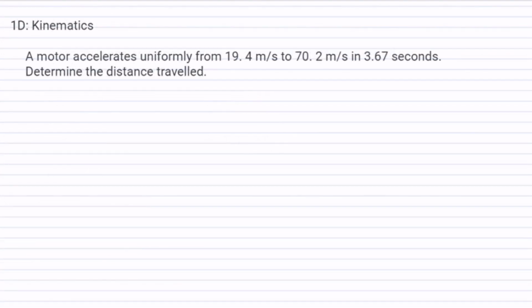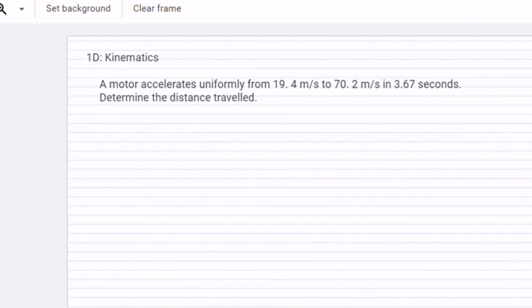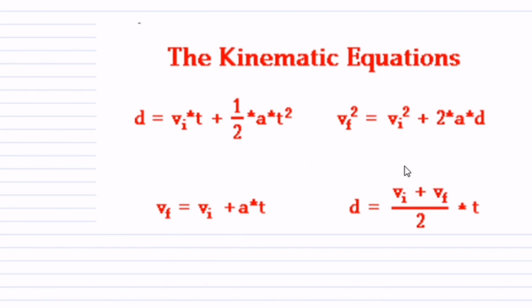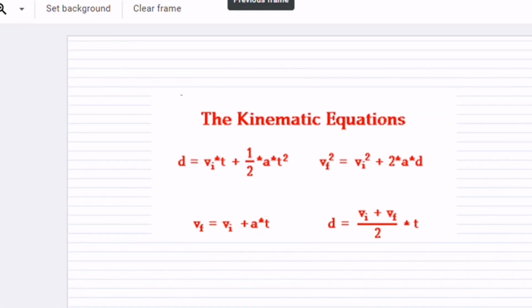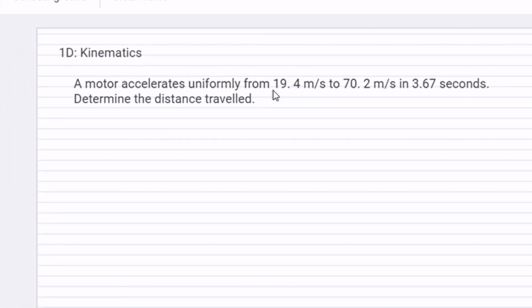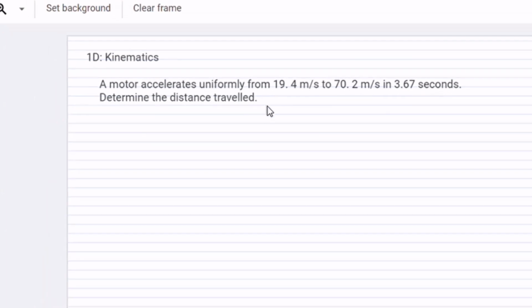That's it. So our third problem comes from one-dimensional kinematics. In kinematics, the big four equations come in. Here they are, the kinematic equations for distance, Vf squared, Vf, and distance again. We'll use them for today's problem. This is our problem: a motor accelerates uniformly from 19.4 meters per second to 70.2 meters per second in 3.67 seconds. Determine the distance traveled.